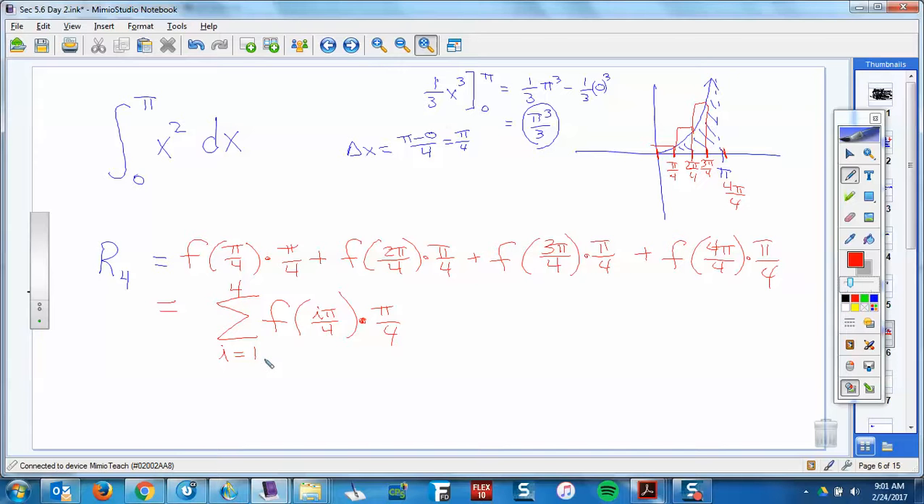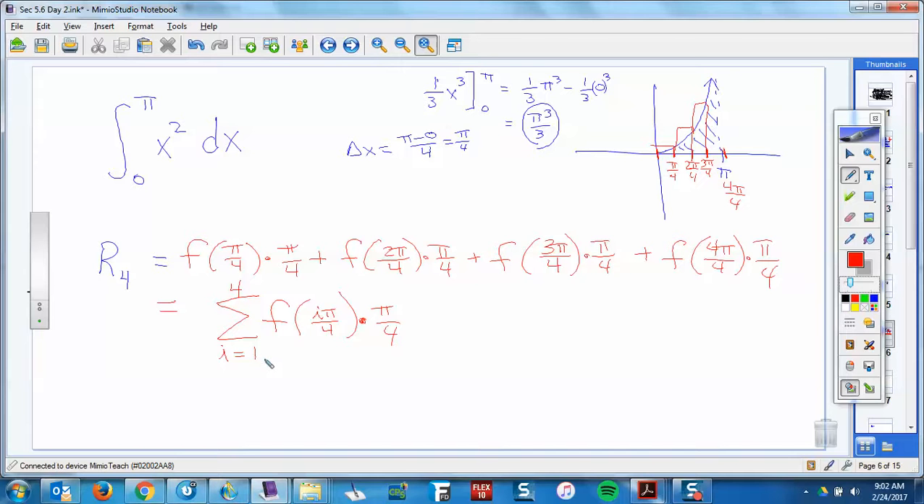So i will be a 1. This will be F of pi fourths. i will be a 2. It'll be F of 2 pi fourths. i will be a 3. It'll be F of 3 pi fourths, and so on, right? See how easy that was? Because each term is exactly the same except for that top number. 1 pi, 2 pi, 3 pi, 4 pi, so that'd be i pi.